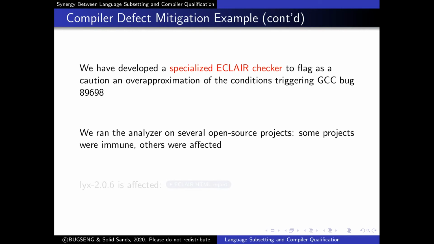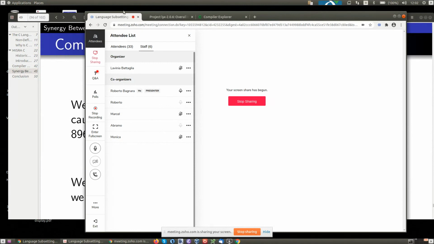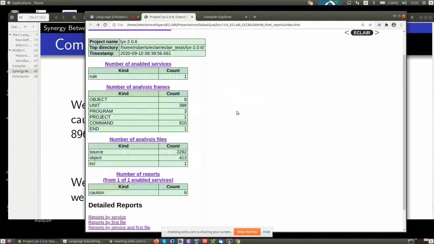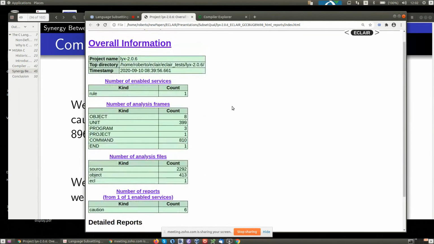We ran it on several open source projects, and we found one, for example. I'm showing this project, which is a C++ project, LyX. I'm not exactly sure what it is. I think it is an editor. And here is the report generated by Eclair on this project.